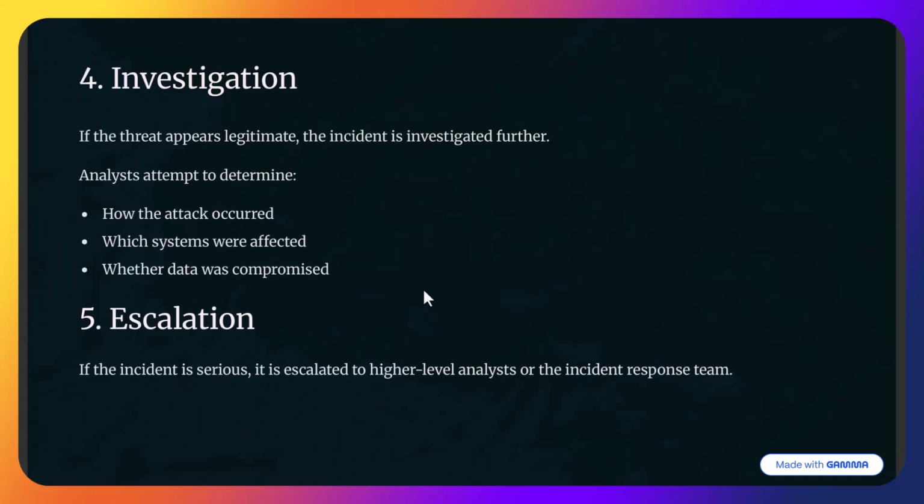The fifth one, which is escalation. If the incident is serious or requires more expertise, it is escalated to higher level analysts or the incident response team.